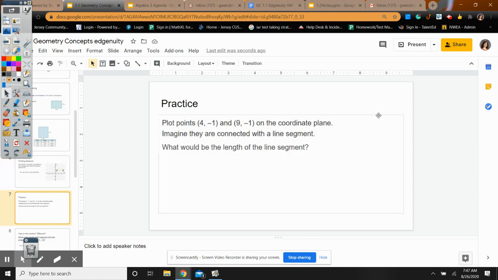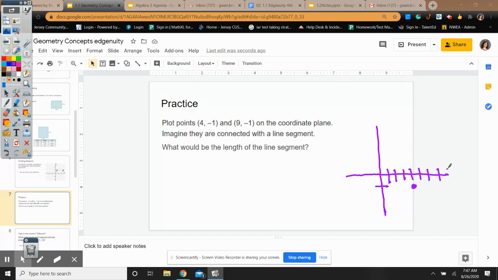Okay? I keep having these little boxes here. We're going to plot these 2 points and then imagine they're connected and figure out the length. So if I graph 4, -1 over 4, down 1, and 9, -1. Those are my 2 dots. It said imagine they're connected. I don't have to connect them. It's going to make it harder to count. So you just need to figure out how far is it from 4 to 9. The -1 stays the same. So how far is it from 4 to 9 on a number line? That's going to be 5 units.